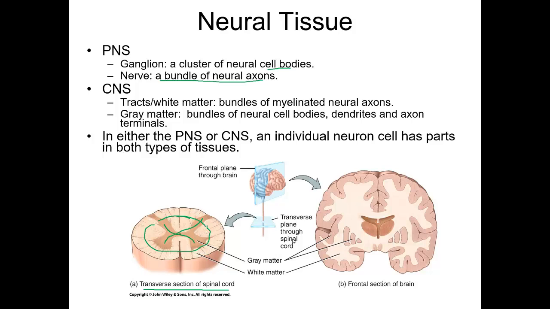To the right, you are seeing a frontal section of the brain. You should remember all your planes from our very first anatomy lab, where we talked about the different planes of the human body. So you're seeing this plane right here. In the brain, you see white matter towards the central portions and gray matter towards the periphery.